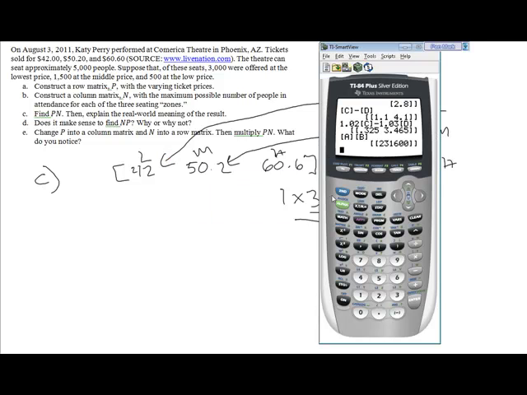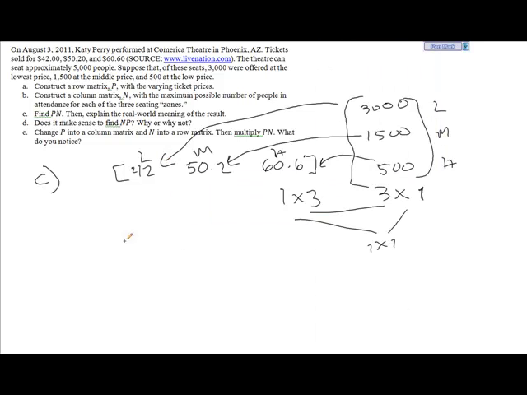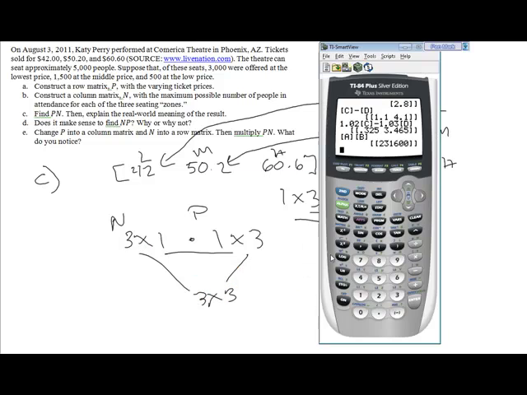Does it make sense to find N times P? Well, let's try it. If we flip these two matrices, 3,000, 1,500, 500, we have a 3 by 1 times a 1 by 3. N is a 3 by 1, P is a 1 by 3. So technically we could still do it, and we'd end up with a 3 by 3 matrix. Well, what kind of 3 by 3 matrix would this be? Let's see what happens when we do this.